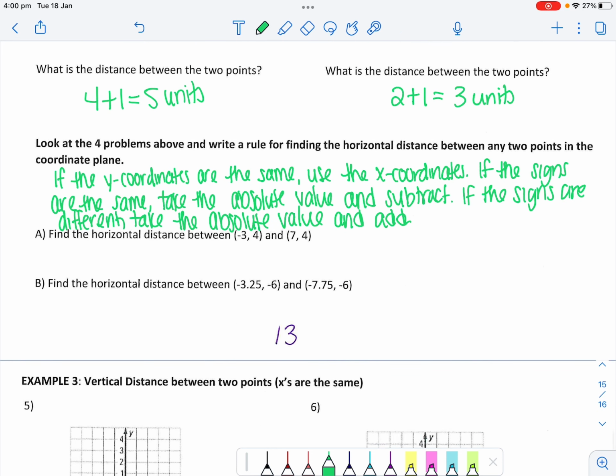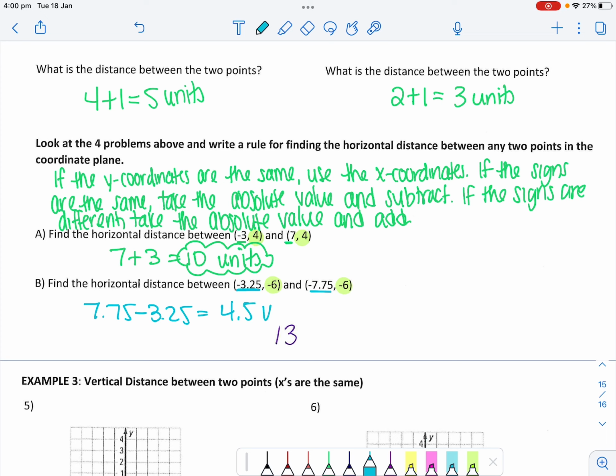So the next example says, find the horizontal distance between -3, 4, and 7, 4. So again, my y value is the same, so I'm going to use x. My signs are the opposite, so I'm going to do 7 plus 3 is 10 units. Down here, the 6's are again the same, so I'm going to use the x's. These are the same signs, so I'm going to subtract. 7.75 minus 3.25 is 4.5 units.